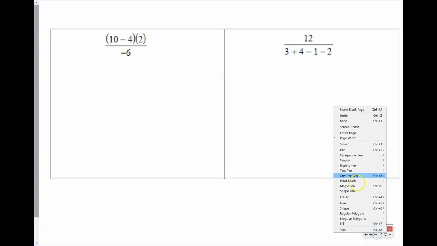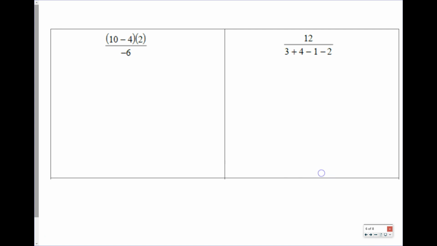The next one is a fraction problem. Now, fraction problems can be a little tricky. Remember how I told you fractions are really 2 groups? So this guy up here is one group, and this guy down here is a group. So what I'm going to do first is keep my fraction symbol, leave the negative 6 down there, and handle this top part here. So 10 minus 4 gives me a 6. And then bring down the 2, and this is a group up here. So now I've done one group. Now I've got to do a second group. So 6 times 2 gives me 12.